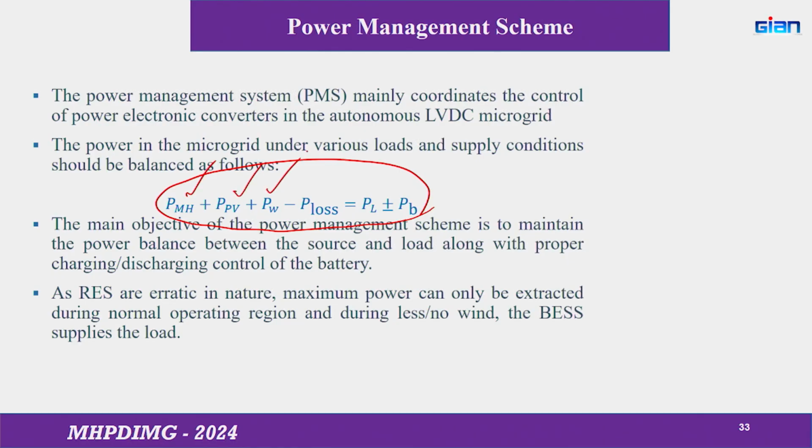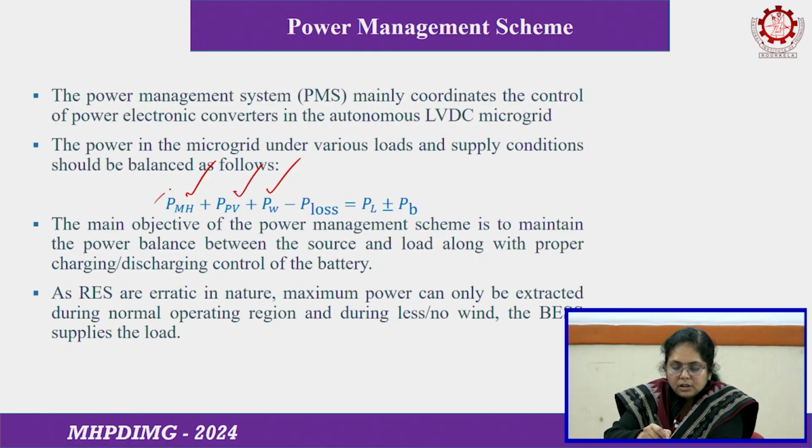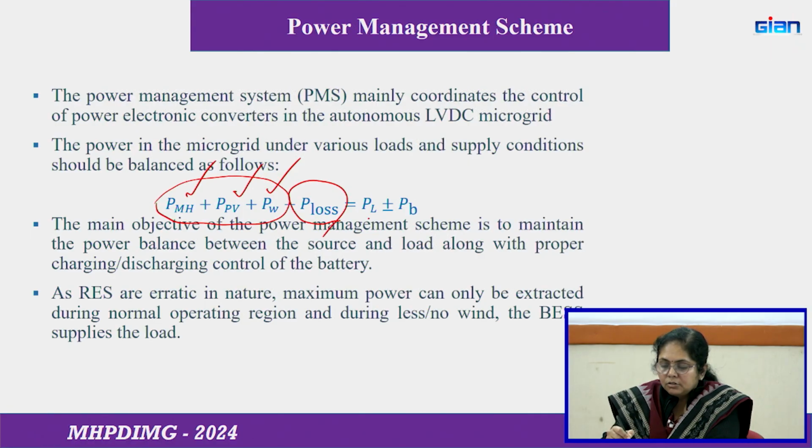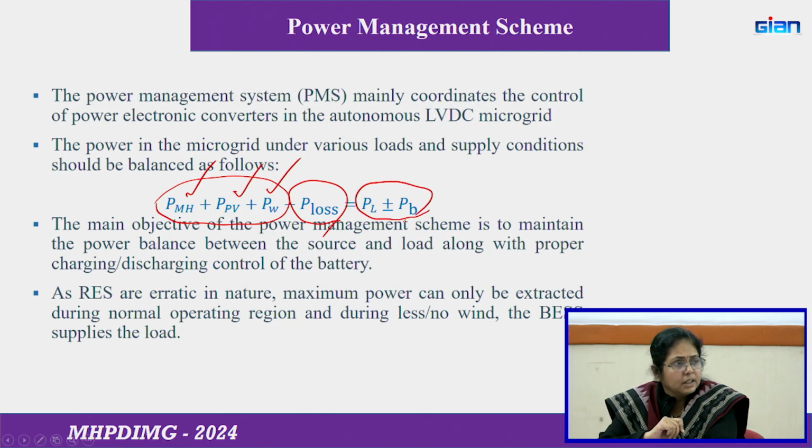I have shown three sources here, but till now we have not added this one in our lab. For any number of sources, the total incoming power minus the losses occurring in the system should be equal to the load power plus or minus the battery power. When there is excess source power, the battery will store it, and when there is a deficit, the battery will supply. This is the power management we have to implement.